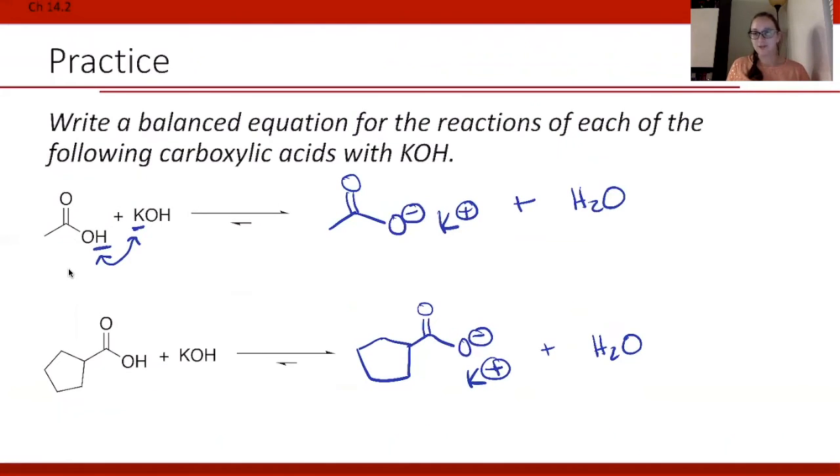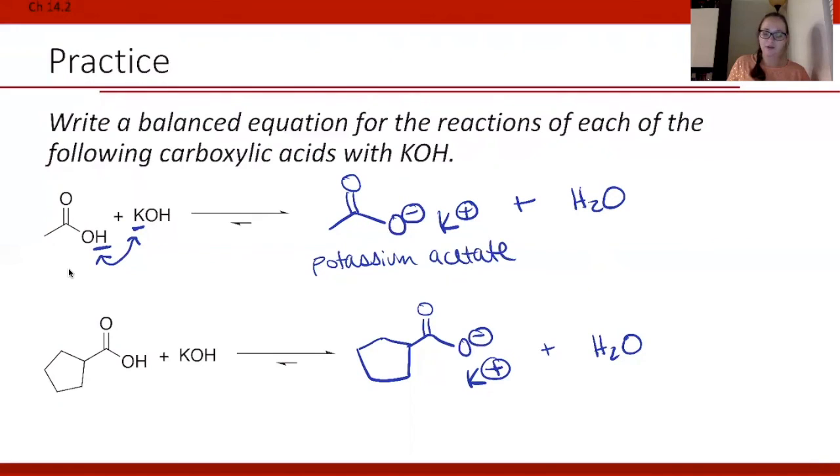Just for good measure, let's go back to this last slide and let's name these as well. I know it doesn't say to, but let's go ahead and do it. So we have the same acetate, but now we have a potassium ion with it. So its full name would be potassium acetate.